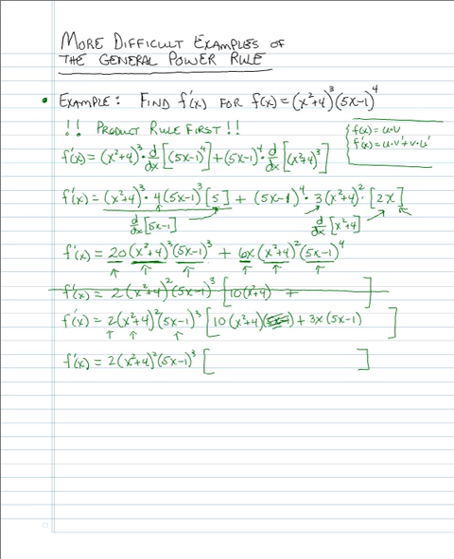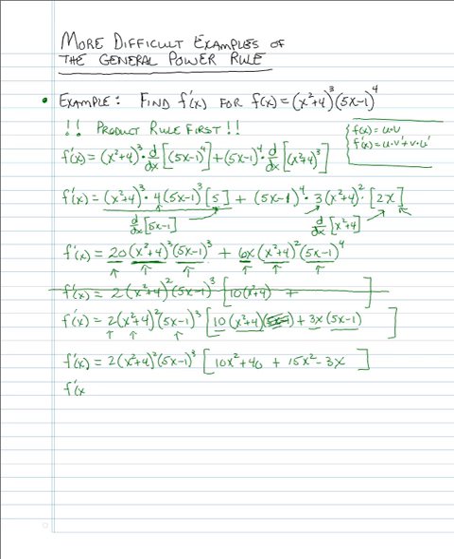In the first position, I've got a 10 times (x squared plus 4). I multiply that out, that's 10x squared plus 40. And in the second position, I have a 3x times the (5x minus 1). When I multiply that out, I'll get a 15x squared minus 3x. And then I see that inside these brackets, I'll be able to combine terms.